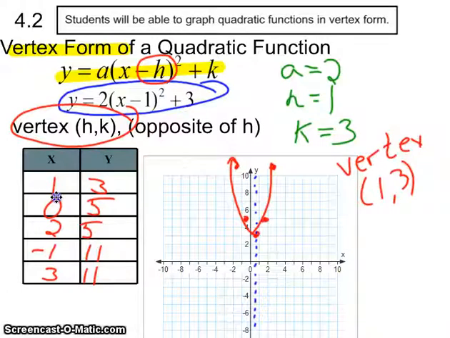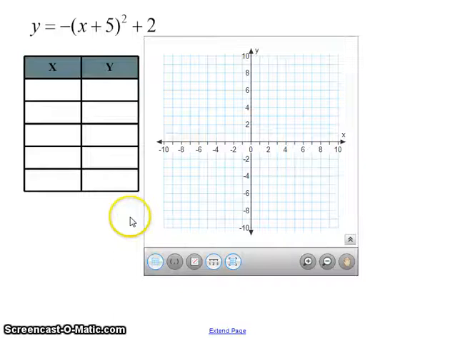Do we do another? Yeah. All right, write this down.